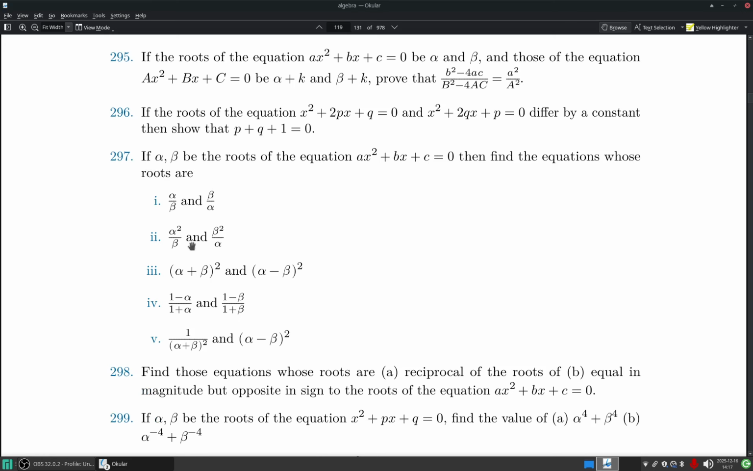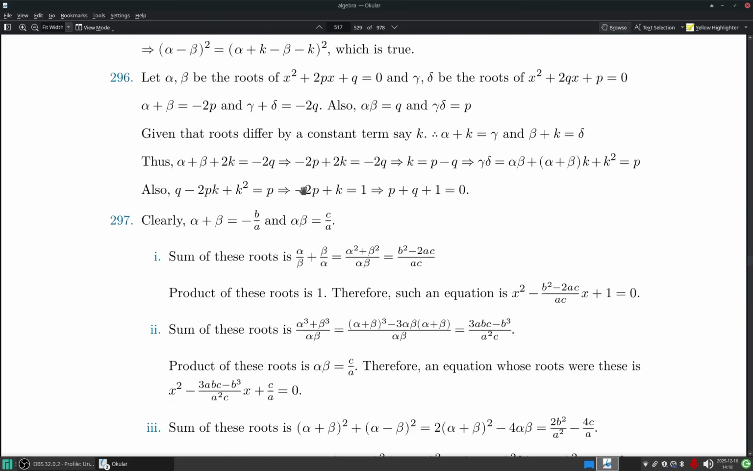Then we have alpha square by beta and beta square by alpha. Third one is alpha plus beta whole square and alpha minus beta whole square. Fourth is 1 minus alpha by 1 plus alpha and 1 minus beta by 1 plus beta. And fifth is 1 by alpha plus beta whole square and 1 by alpha minus beta whole square.